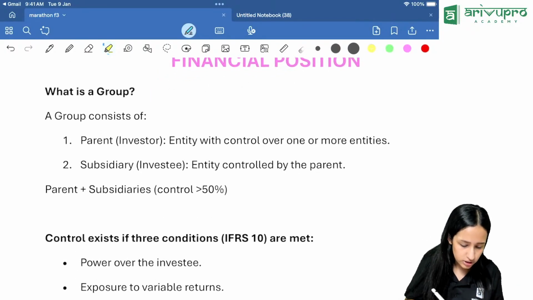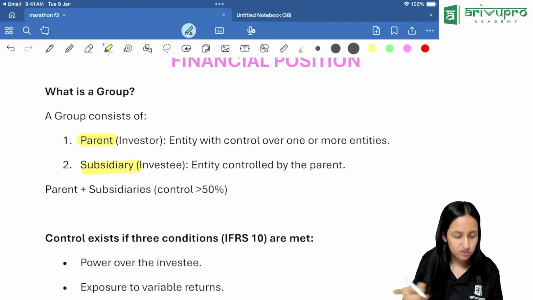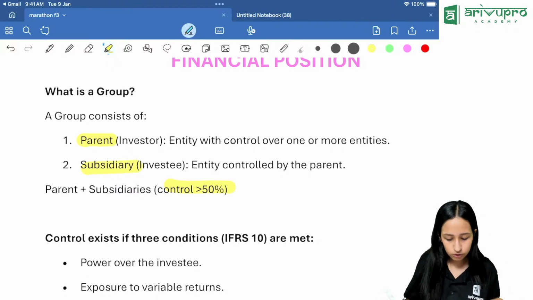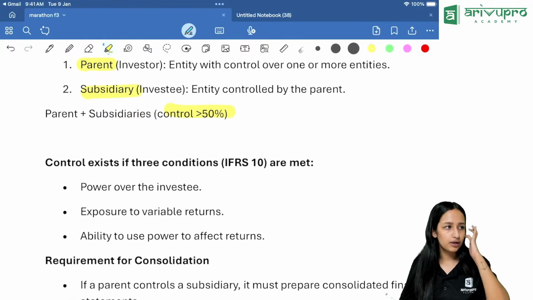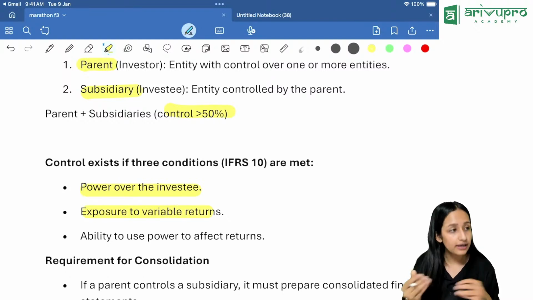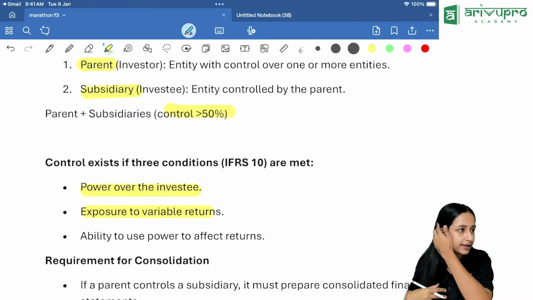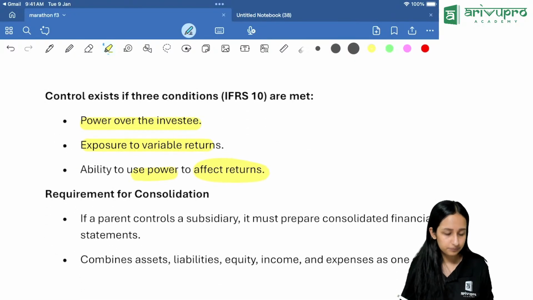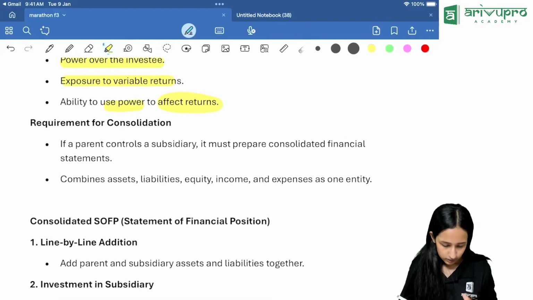So first, what is a group? A group consists of a parent and subsidiary. When can you have a subsidiary? When you can control more than 50% of the company. Along with that, you should have power over the investee. You should have the rights to get all the returns that they are getting, and you should have the power to affect the returns.